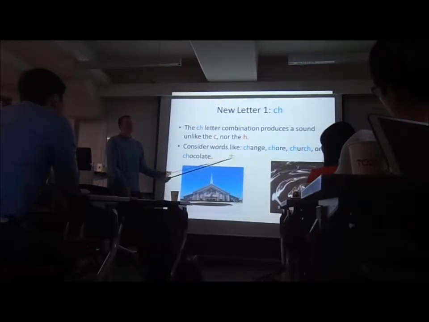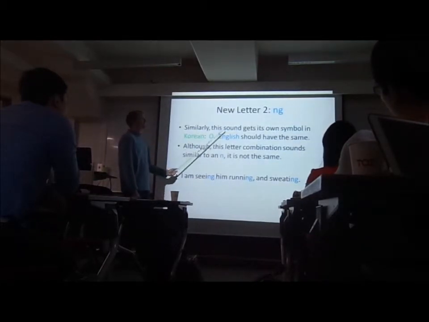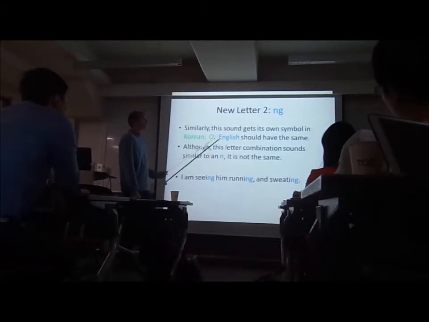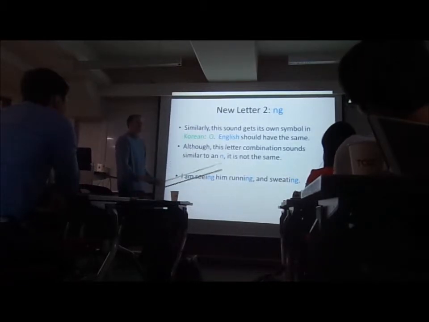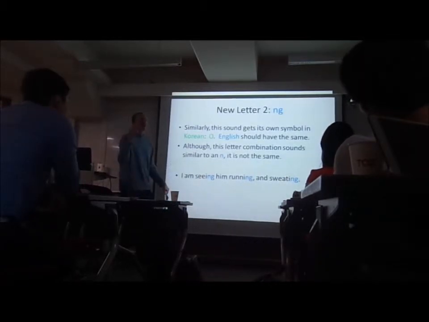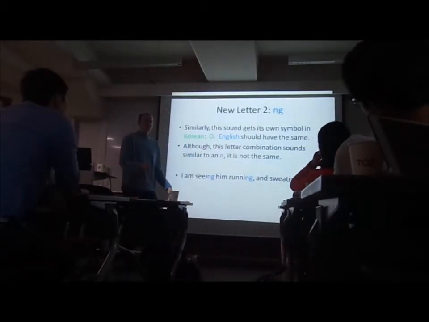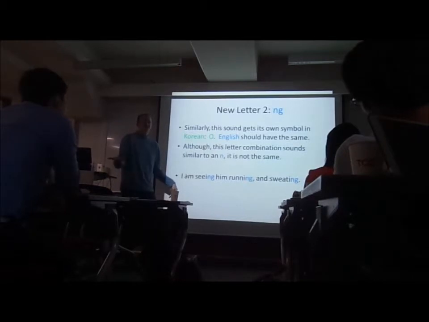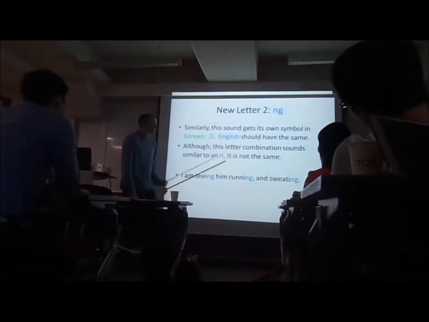English could use its own symbol to distinguish the ch sound. New letter, ng. Similarly, this sound gets its own symbol in Korean. You use this, the O. English should have the same. This letter combination sounds similar to N, but it's not quite the same thing. I have a friend in Canada. His family name is Ng. When I first saw it, I didn't know how to pronounce it. There's no vowel. I am seen in running and sweating. This needs its own symbol.